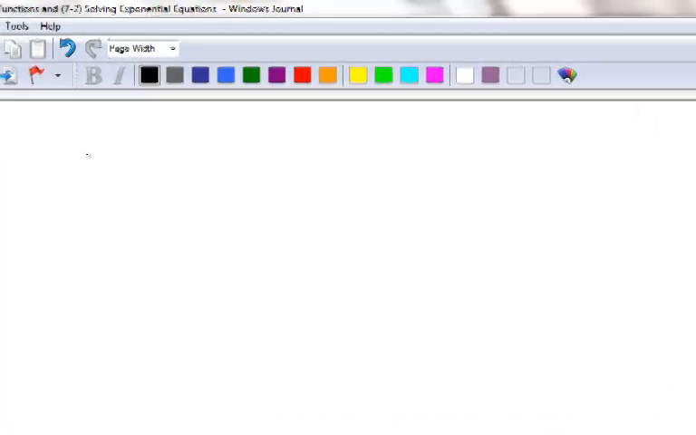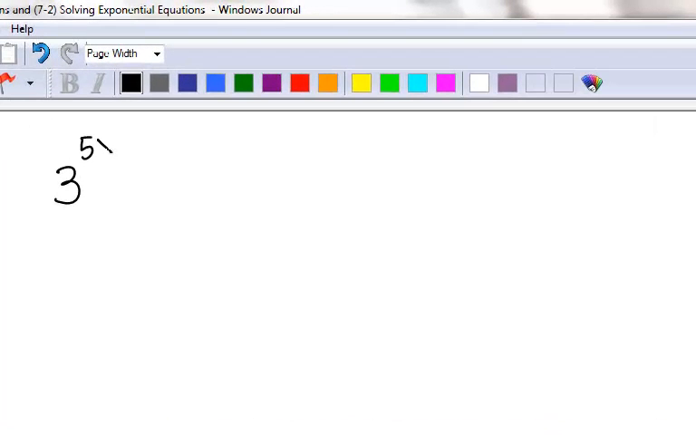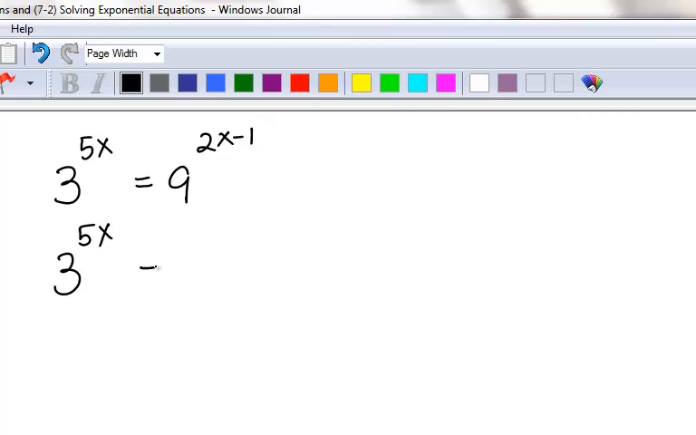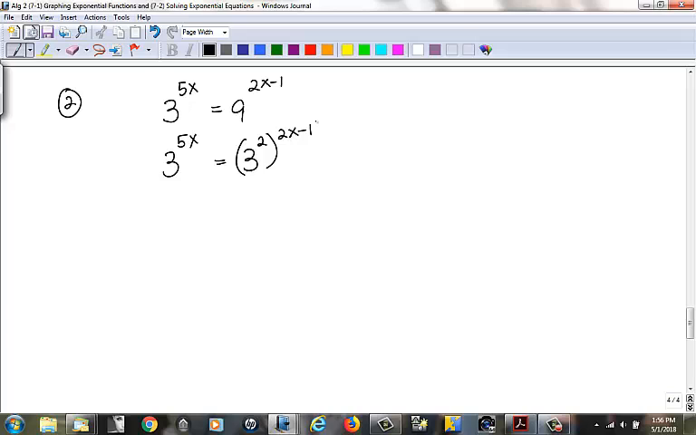Number 2, 3 to the 5x power. You do have to make sure you can read your own handwriting. Make those as exponents. You have 3 and 9. Get it to the smaller base. This one would stay the same. 9, we can write that as 3 squared. And it's still to the 2x minus 1 power. When you raise a power to a power, what do you do with the exponents?